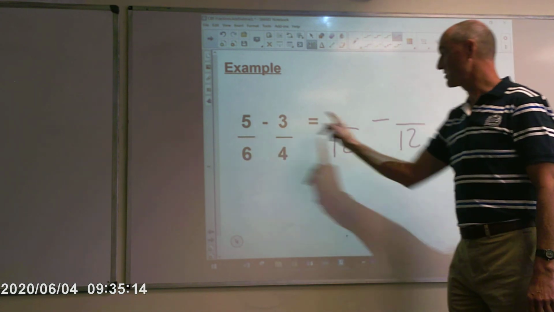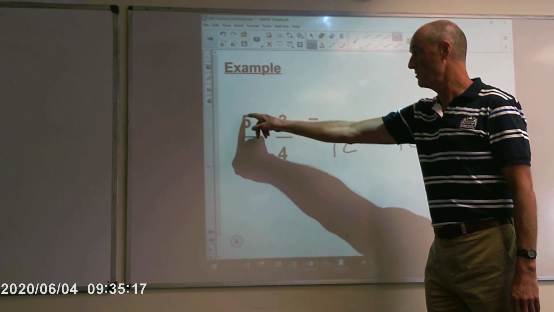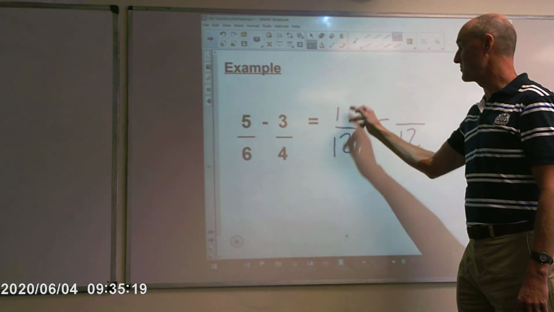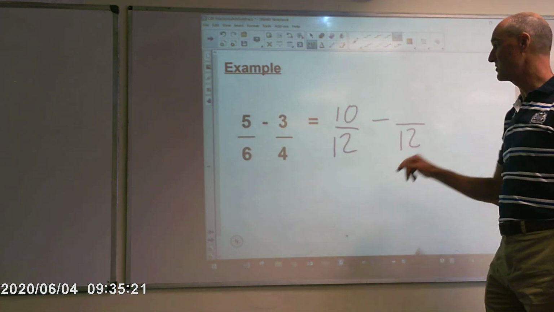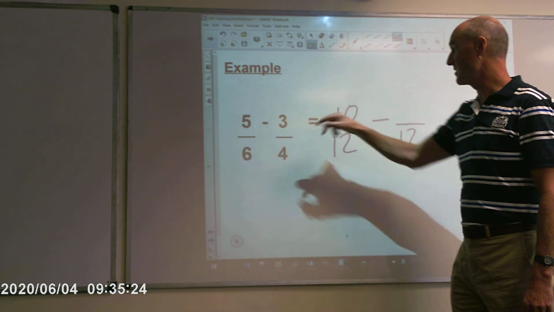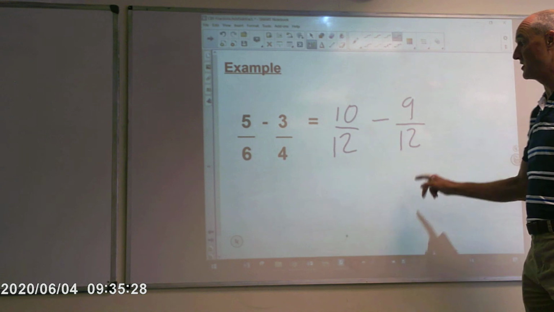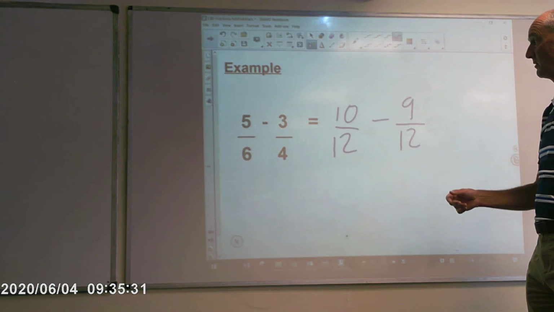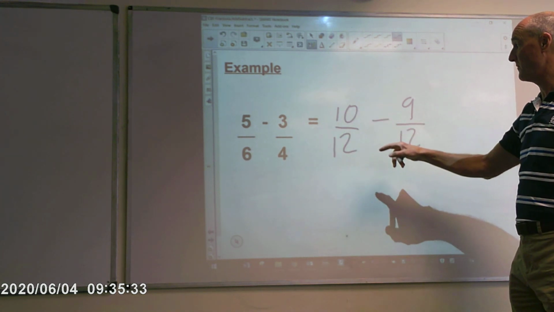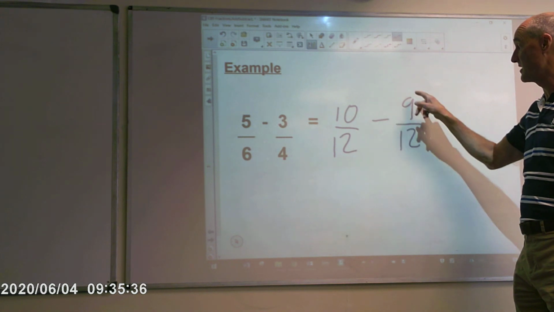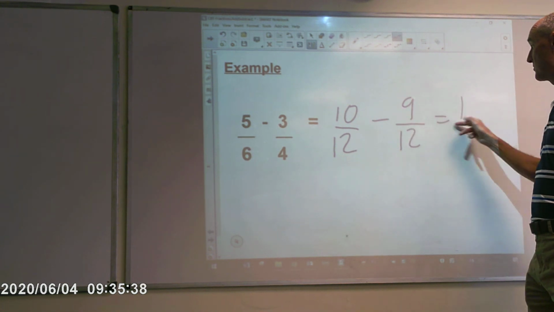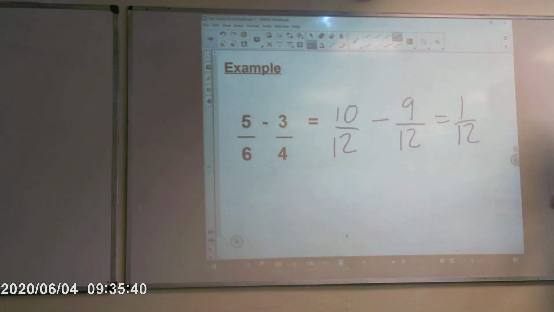What have I done to 6 to make it into 12? I've multiplied it by 2. 2 multiplied by 5 gives me 10. What have I done to 4 to make it into 12? I've multiplied it by 3. 3 multiplied by 3 gives me 9. Have I got like terms? Yes, I have. I'm talking about twelfths. Got 10 twelfths, take away 9 twelfths, leaves me with 1 twelfth. Can that be simplified? No, it can't. So that's it, that's the job done. That's as much as we can do there. Same process.